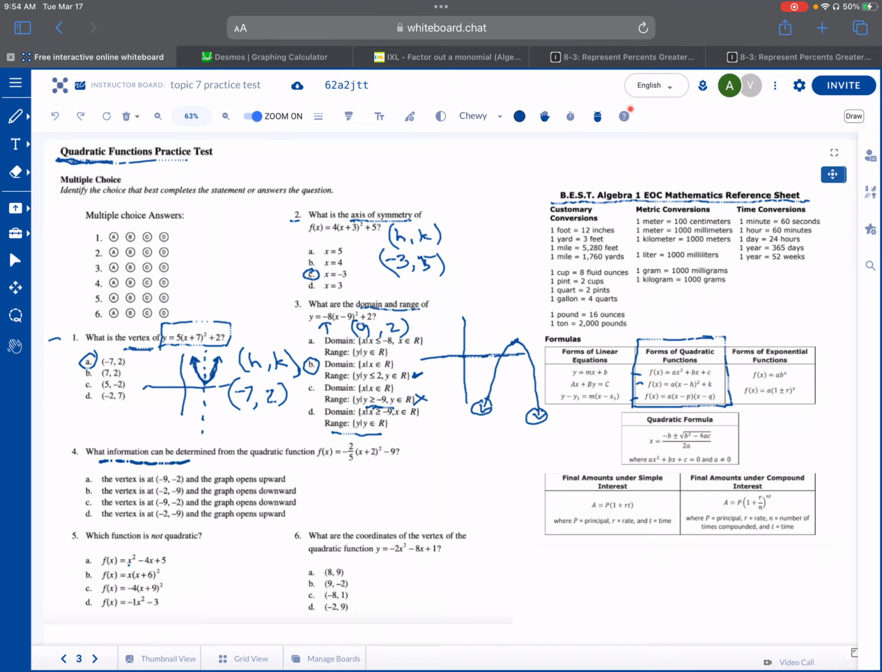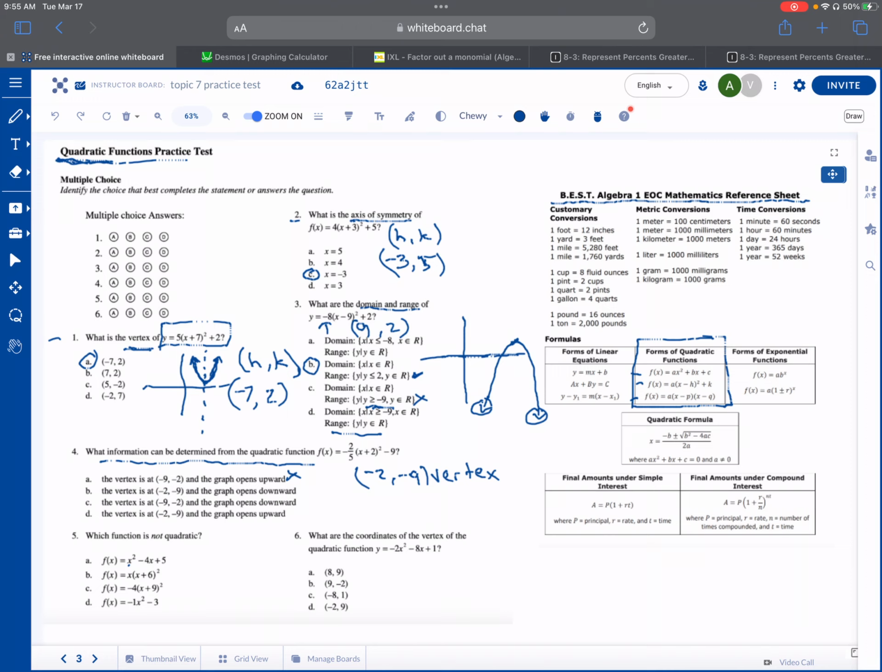What information can be determined from the quadratic function f of x equals -2/5 times (x plus 2) squared minus 9? Okay, we already know how to pull out the vertex from here, so let's pull it out. It's going to be (-2, -9). That's my vertex. Now let's read the choices. The vertex is (-9, -2). No, it's not true.